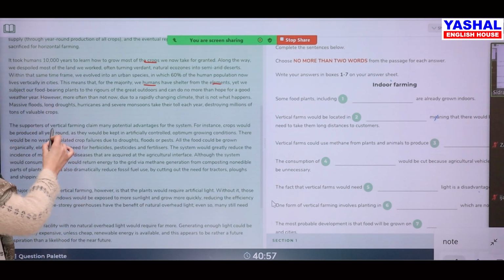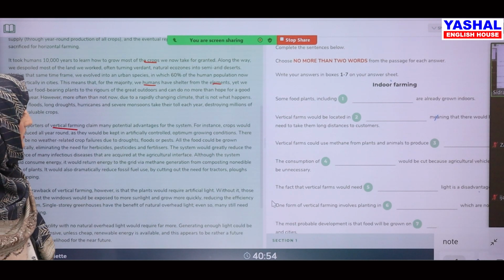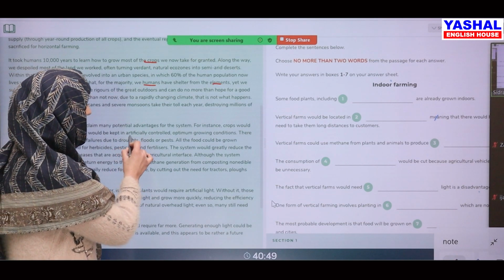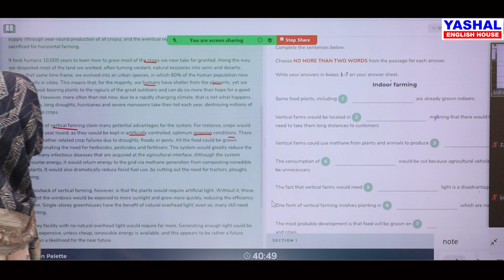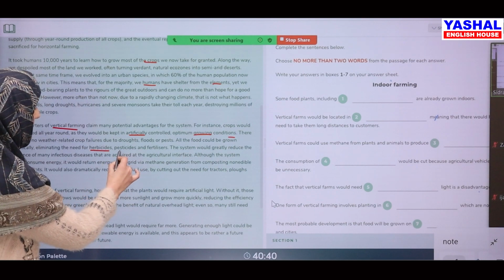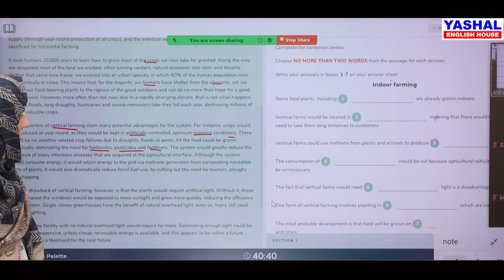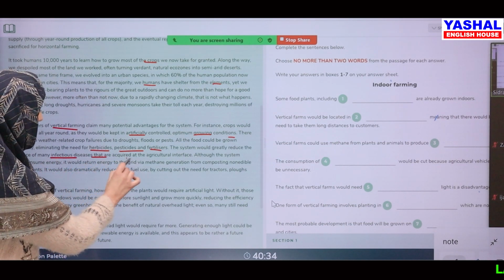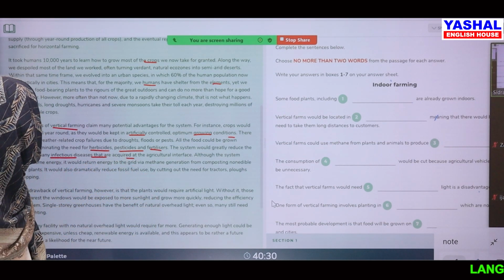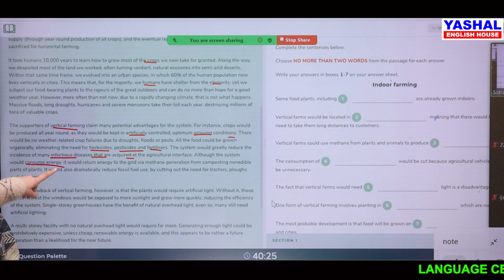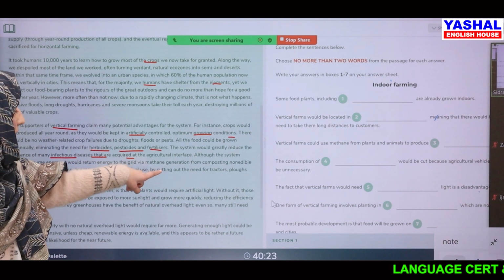The supporters of vertical farming claim many potential advantages of the system. For example, crops would be produced all year round. They will be kept in artificially controlled optimum growing conditions. There would be no weather-related crop failures due to drought, flood. All the food could be grown organically, eliminating the need for herbicides, pesticides, and fertilizer. The system would greatly reduce infectious diseases. Although this system would consume energy, अब system क्या करेगा? System would consume energy. It would return energy to the grid via methane.